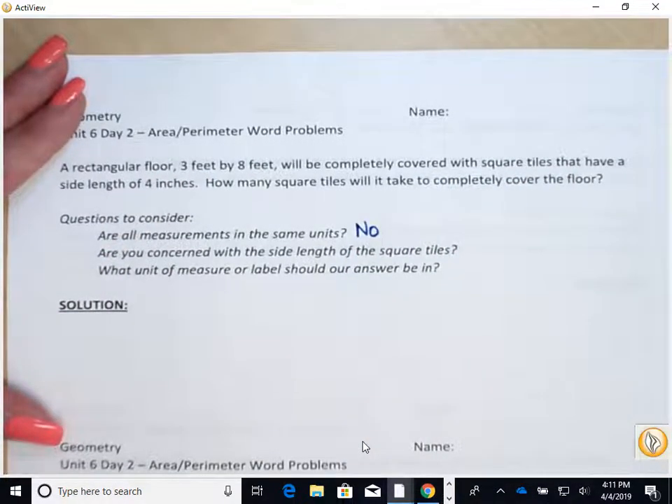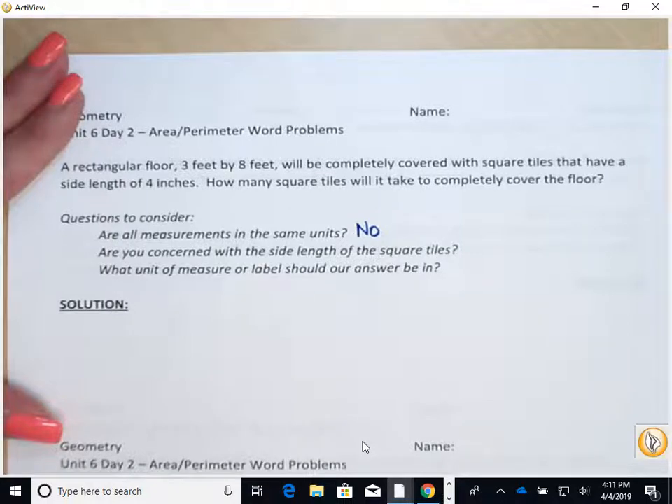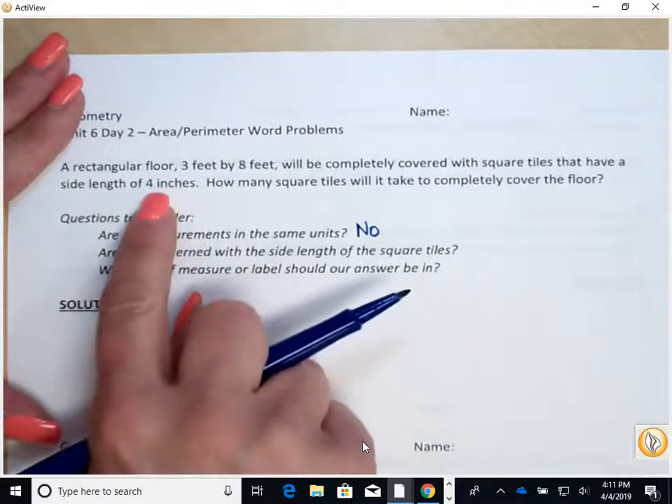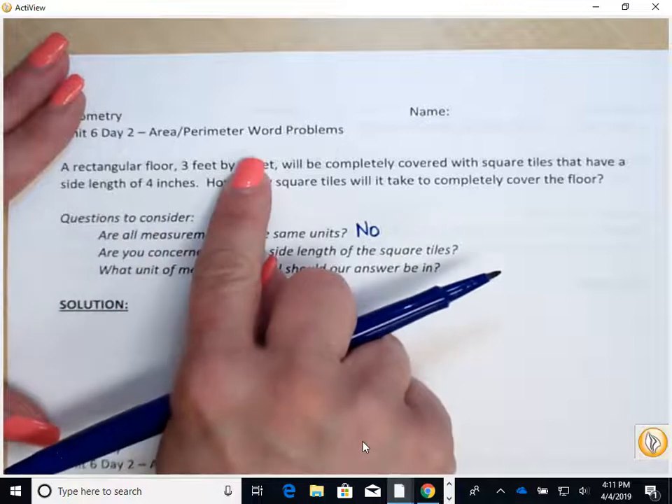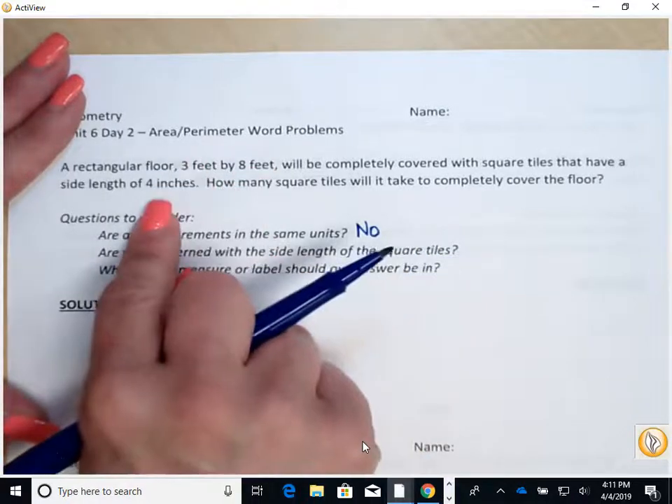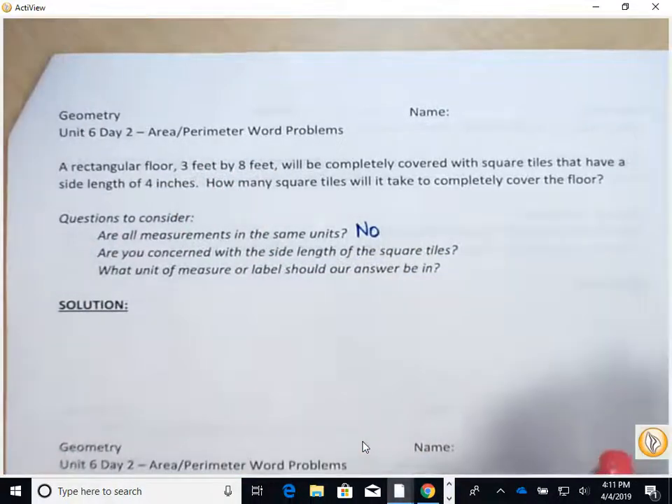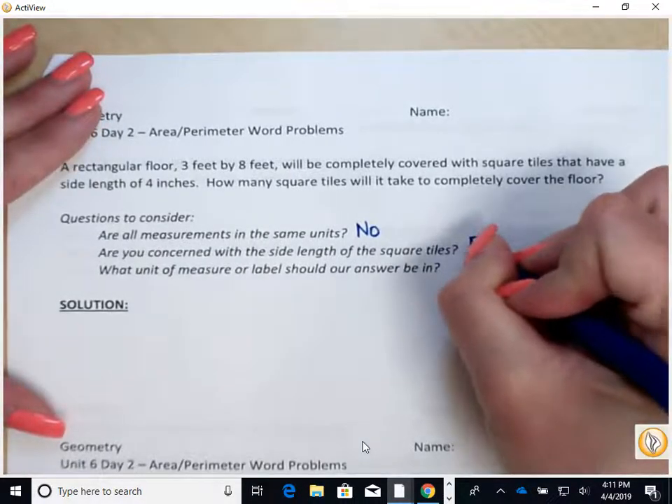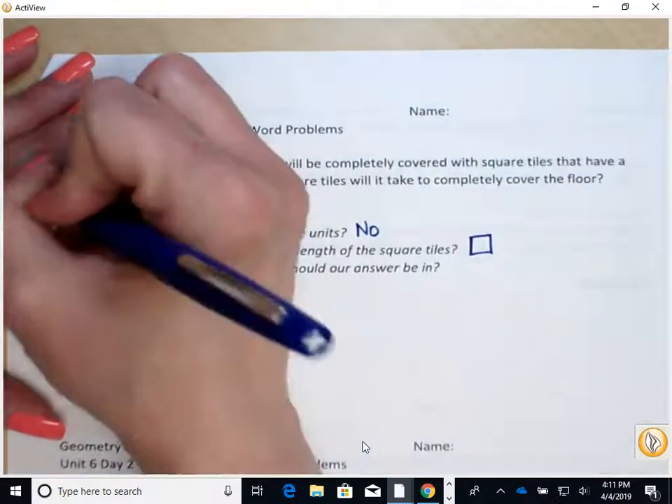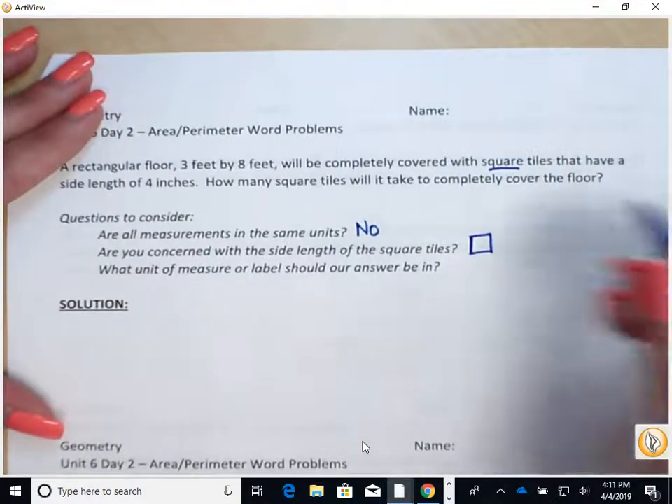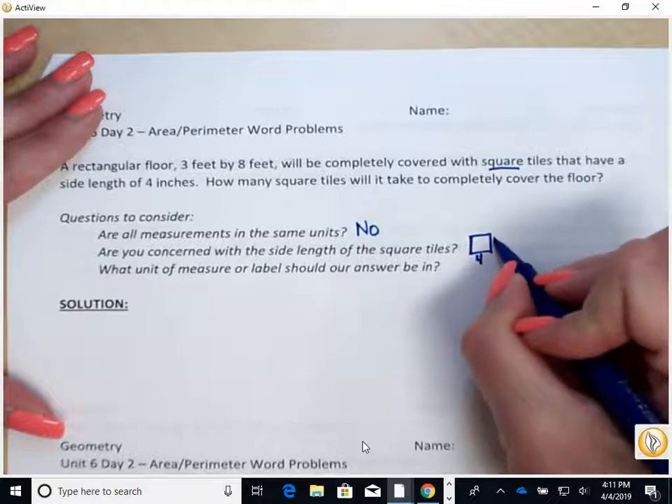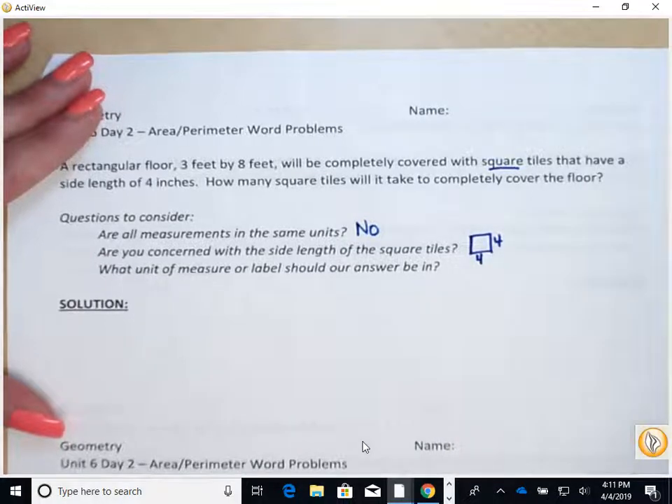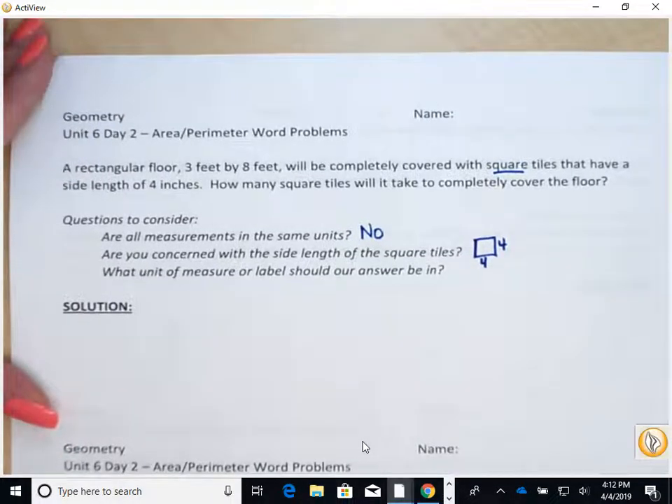Are you concerned with the side length of the square tiles? So the square tiles, they said, had a side length of 4 inches. So we are going to need to either convert that to feet or convert our feet to inches so that they're all the same. And with a square tile, if a side length is 4 inches, since it's square, then that means this is 4 inches and this is 4 inches. Okay, so understand all the sides of the square are the same.